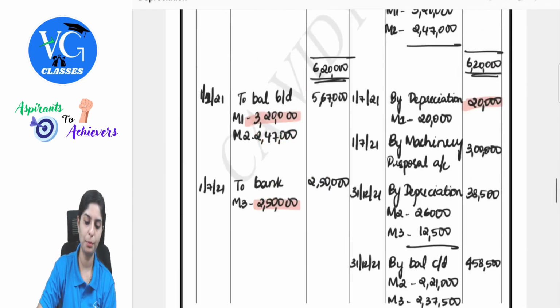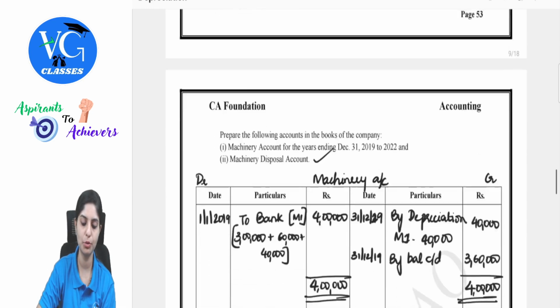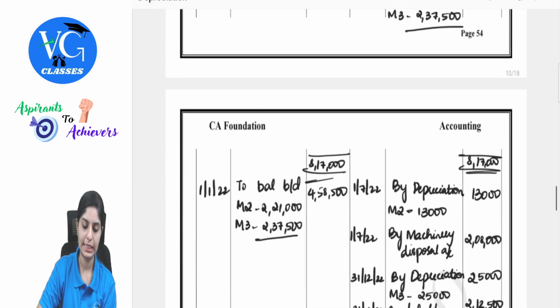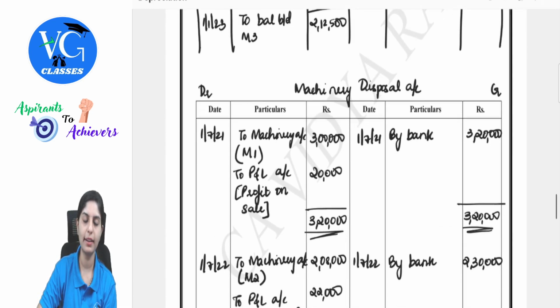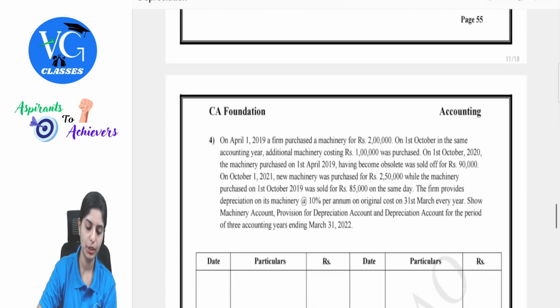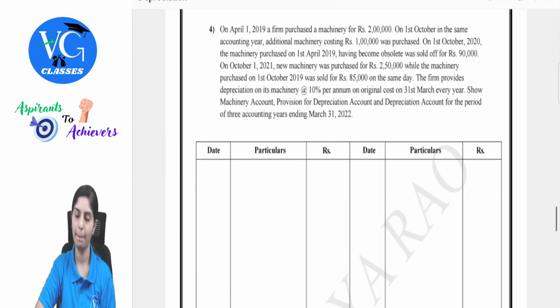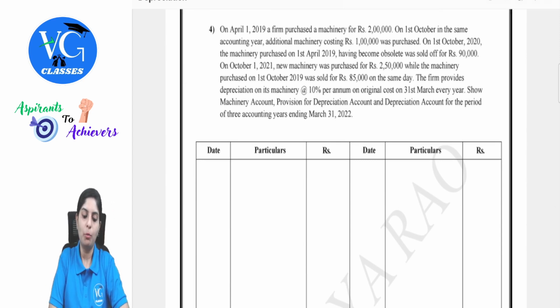Yes, I hope you guys understood how to present machinery account and machinery disposal. So in machinery disposal, what you have to do is just take out the current value and then record all the sale transaction there. That's it. So nothing additional. You will do it as we learned in provision for depreciation account. Yes. Moving on to the next question.